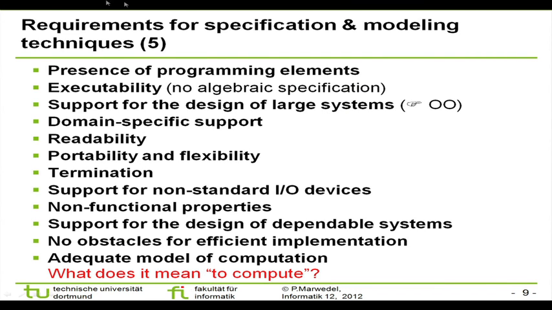So, we started discussing different models for specification, and in the last lecture we came up to this point that a specification and modeling language, or specification and modeling method, will require, or it is desirable to have, some features like the presence of programming language elements which will enable you to specify the behavior in an elegant and unambiguous manner. The specification must be executable, so that we can find out whether the specification actually does what we intended. It must be readable.